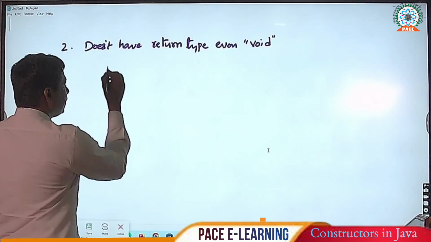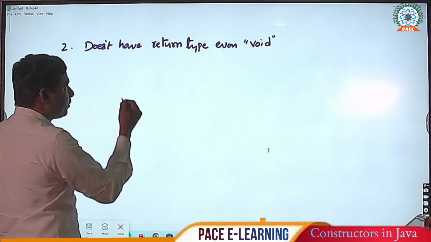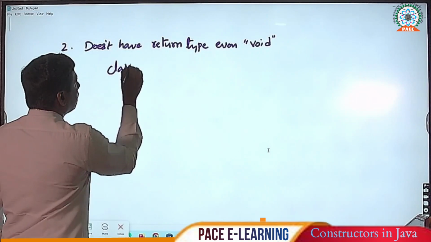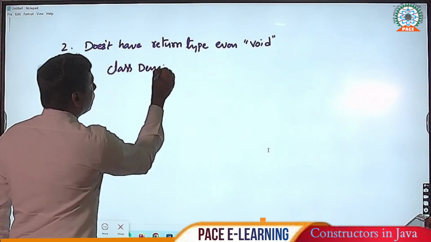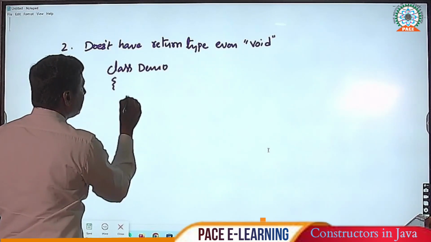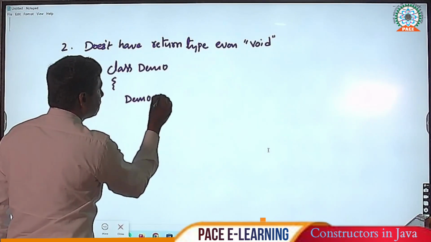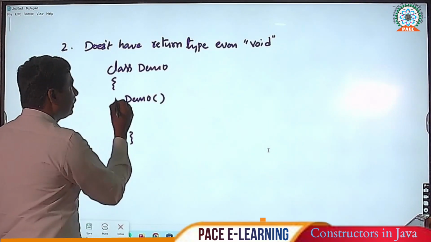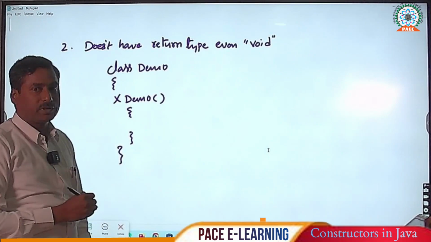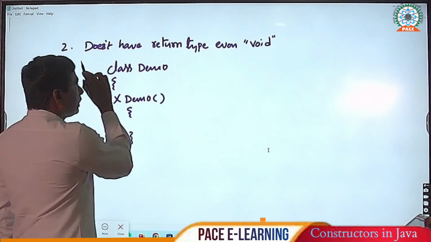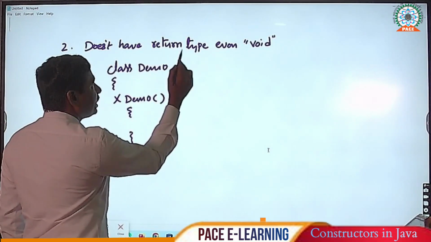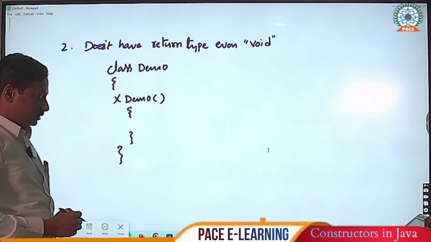For example, in my previous example I already wrote one example, that is, class Demo. Here I am writing Demo as a constructor. If you observe here, there is no return type. So the second point is that a constructor does not have a return type, not even void.